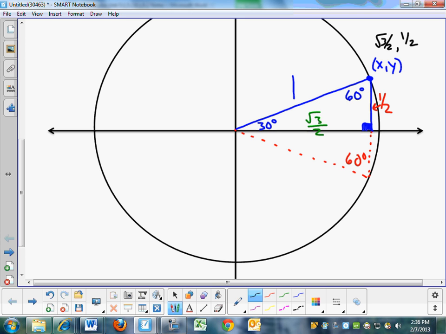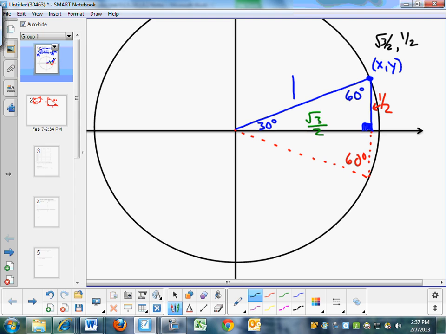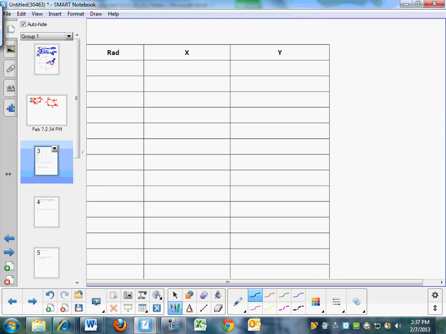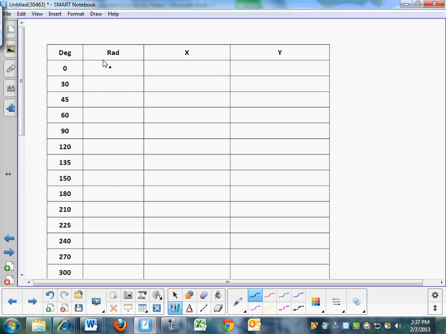We're going to transfer those values over to the other side. Flip it over. 30 degrees. Square root of 3 over 2. And 1/2. You don't know what radians are yet. You'll learn that in a while.